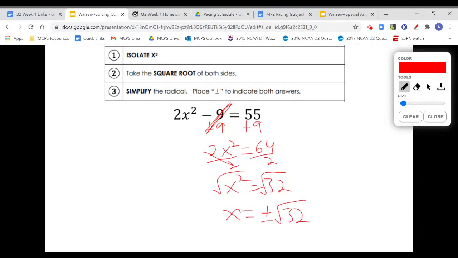Now, at this point, you might be saying, oh, great, we're done. There's no fraction, so I'm not going to have to simplify anything. But if you're saying that, you would actually be incorrect. So there actually is a way to simplify this. And that is by simplifying this radical.